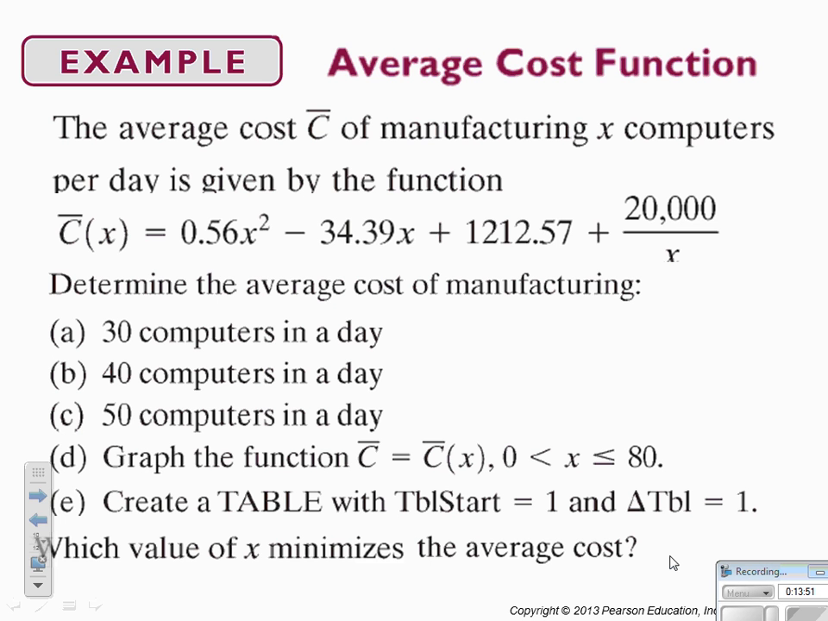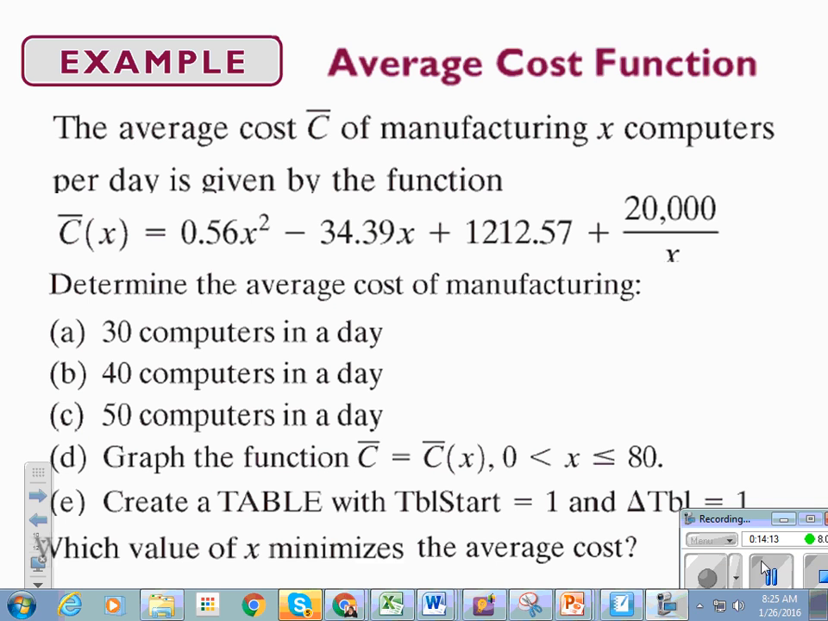And then we're going to create a table with our calculator utility, and then find out which value of x minimizes the average cost. Because if you're manufacturing something, you want things to cost as little as possible so you can make as much money as possible.